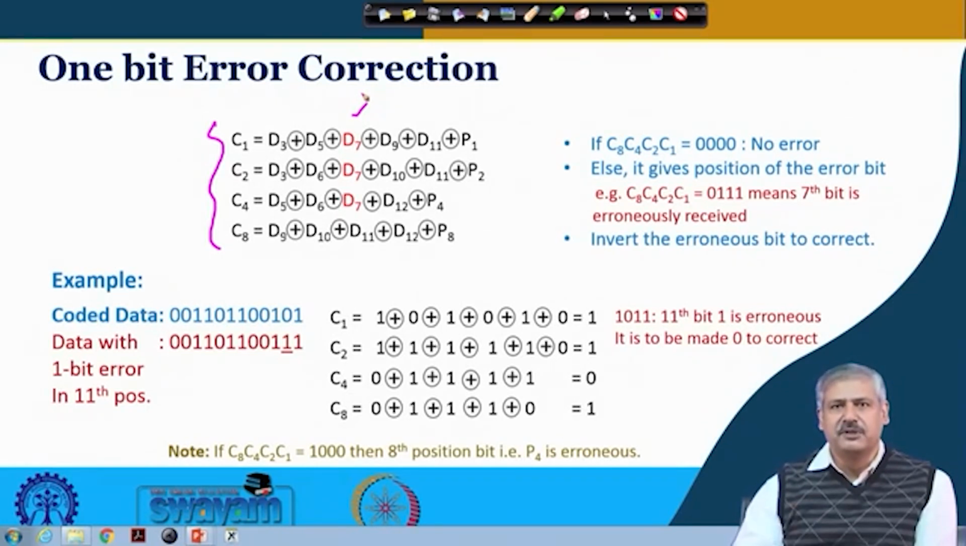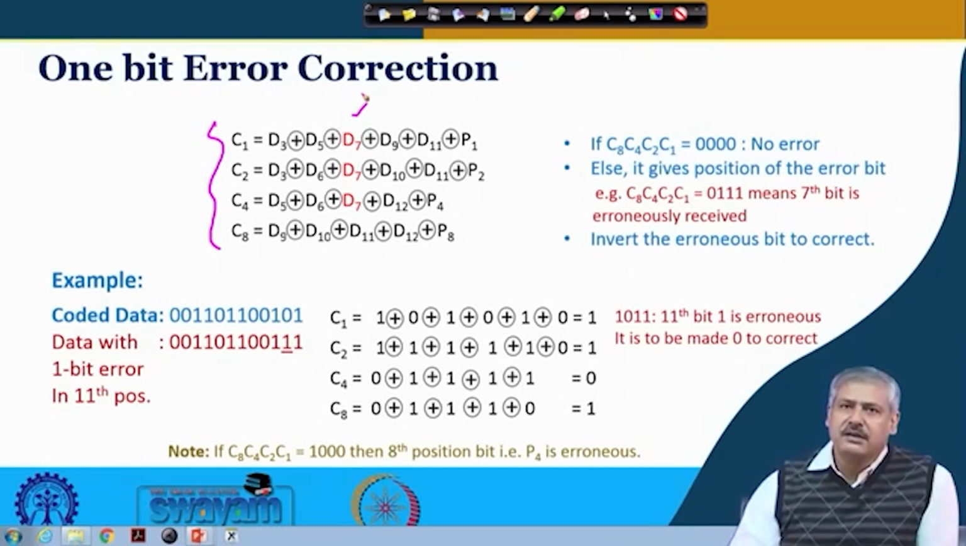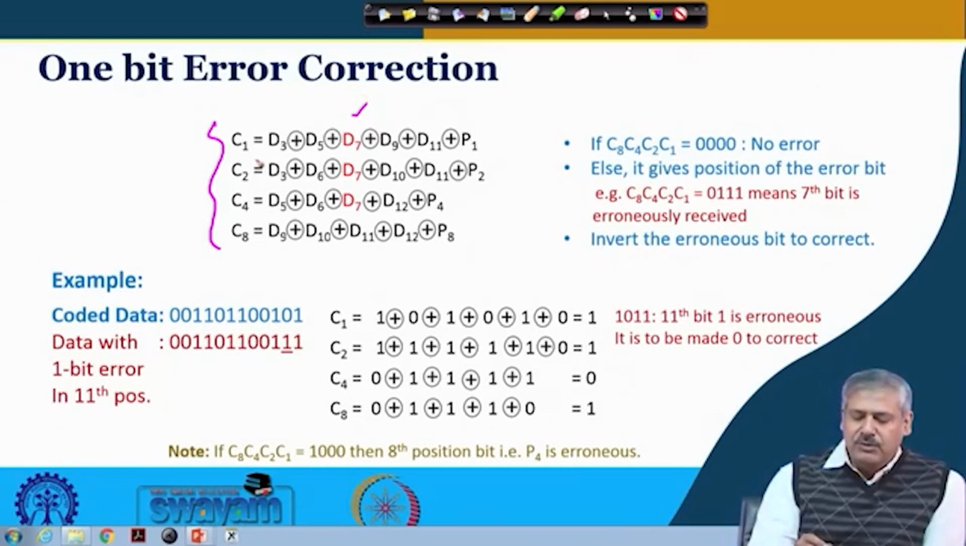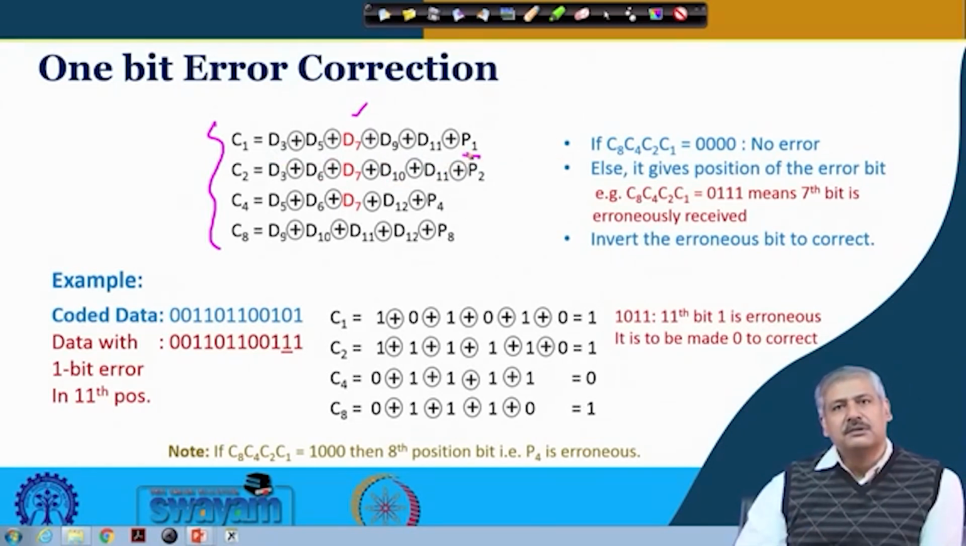Okay, just for example, an actual example we shall see later. So the D7 bit is received erroneously. So whatever was there has been flipped. So what we do on the receiver side, other than what was required to generate the parity bits, D3, D5, D7, D9, the ones position, with them we also XOR the P1.